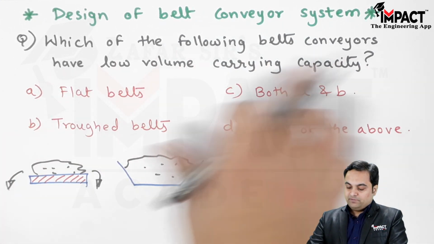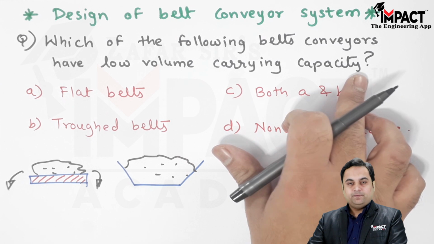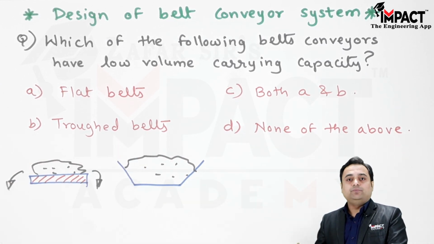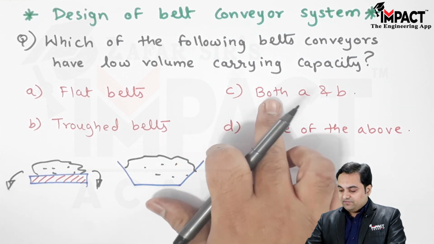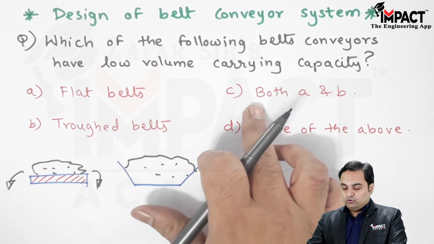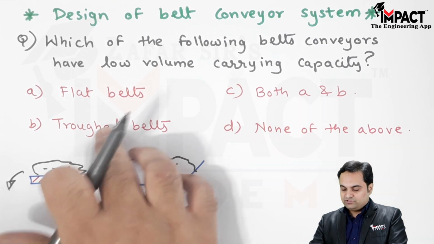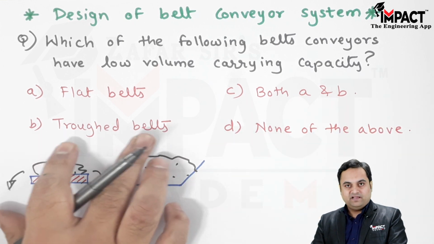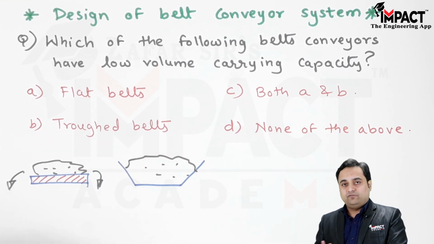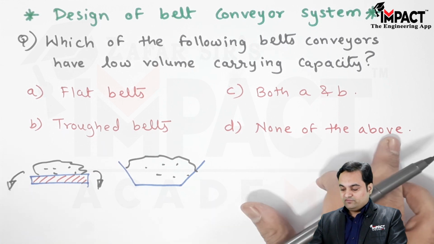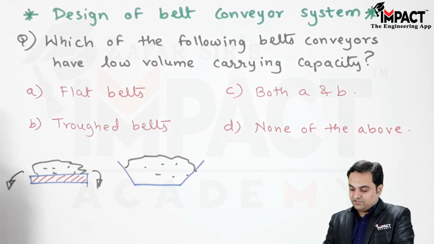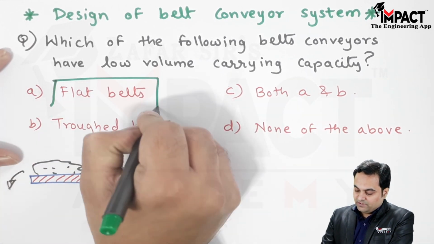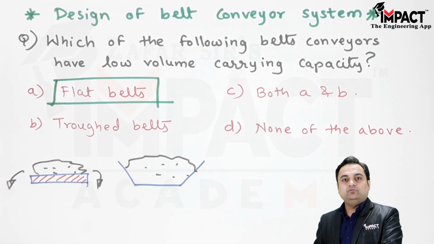So which of the following belt conveyors have low volume carrying capacity? So obviously trough belts, they have high volume carrying capacity. Then C is given both A and B. So C is not the correct answer because both cannot be the low volume carrying capacity, because out of them I had explained trough idlers are preferred for high volume carrying capacity, and none of the above is also the wrong answer. So the correct answer is, which of the conveyors have low volume carrying capacity? Those are the flat belts. They cannot carry huge amount of material.